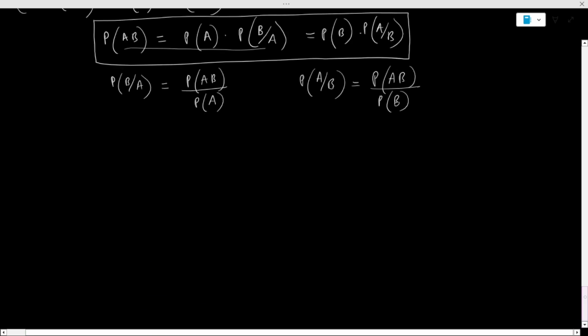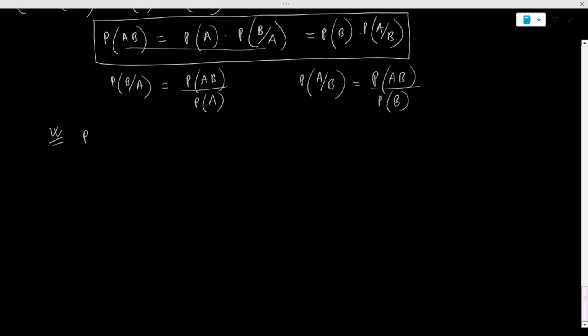In our previous video, we said that two events A and B are independent if we are able to write probability of A intersection B, or probability of AB, as the product of their individual probabilities. So this is the case of independence.